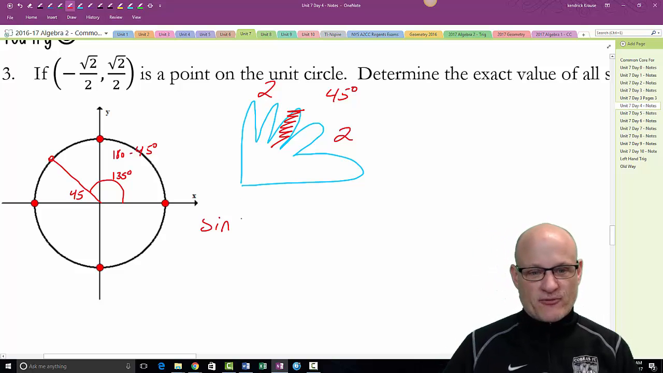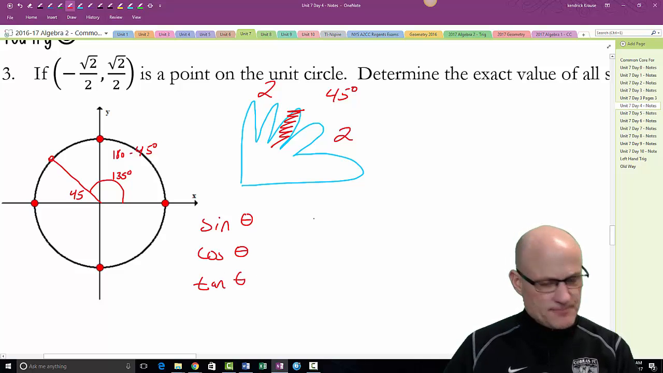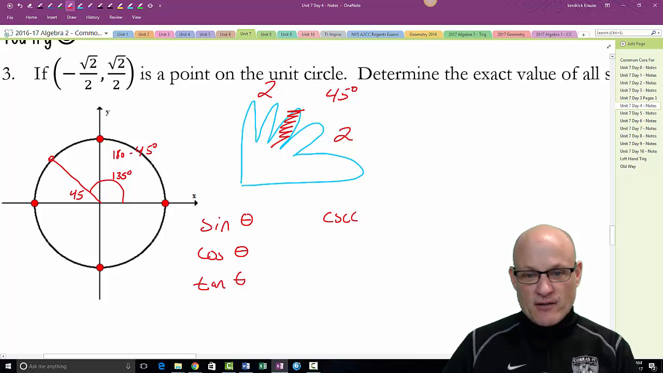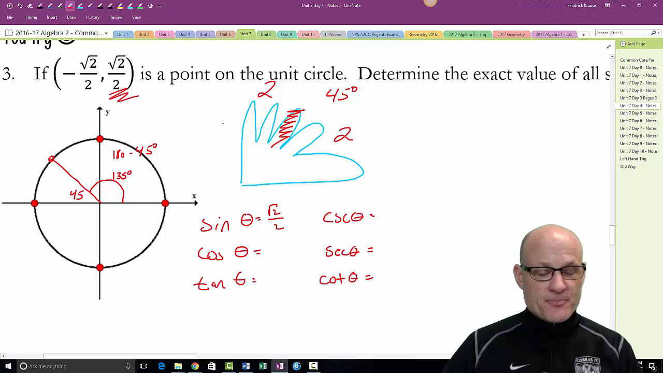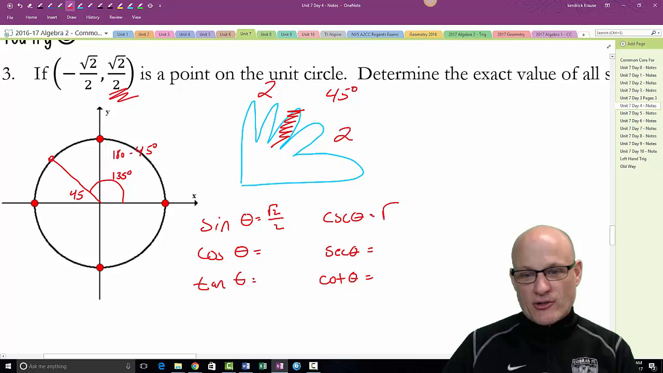They want the 6 trigonometric functions. So we're going to do sine of theta, cosine of theta, tangent of theta, cosecant of theta, secant of theta, and cotangent of theta. Now, having done the little hand trick, I know that this is radical 2 over 2. Sine is the y value. And if I reciprocate this, I hope by now you just realize that's the square root of 2. This is negative square root of 2 over 2. And if I reciprocate that, I get -2 square root of 2.